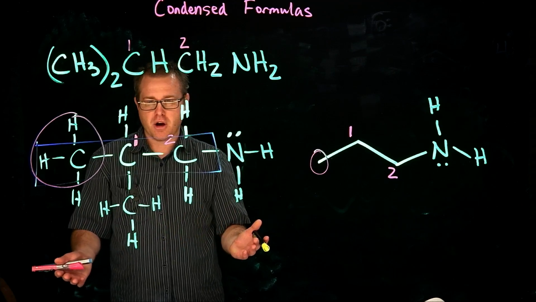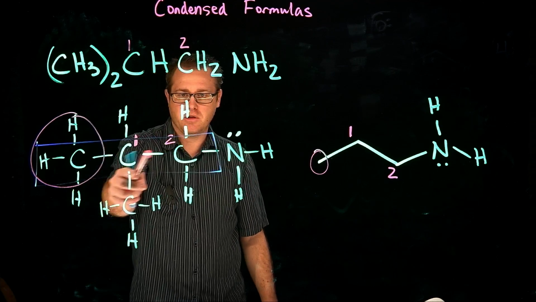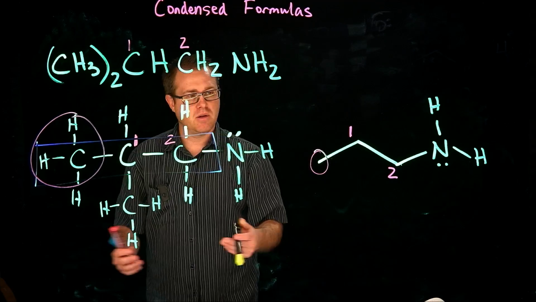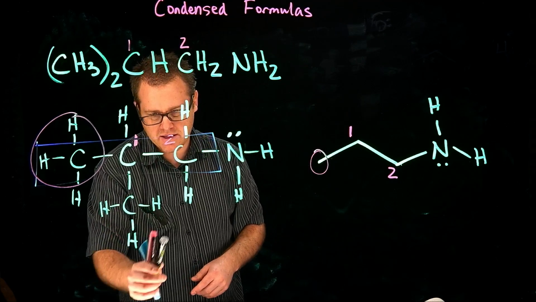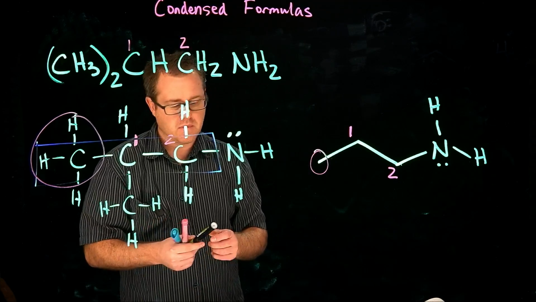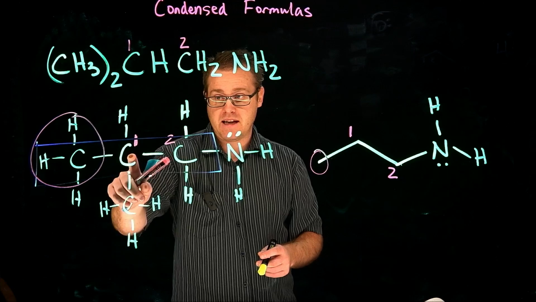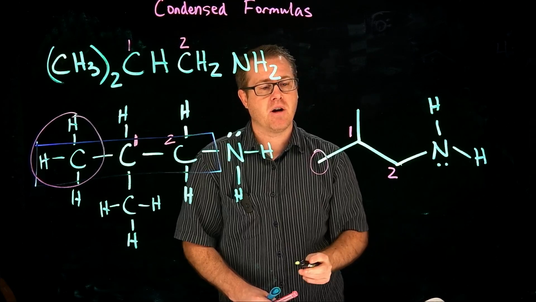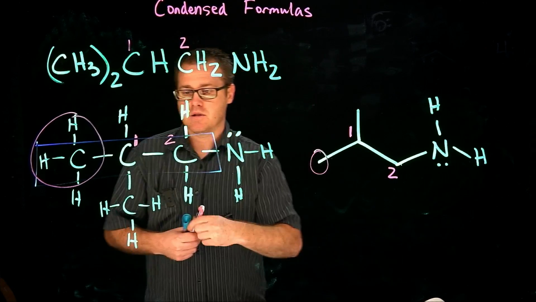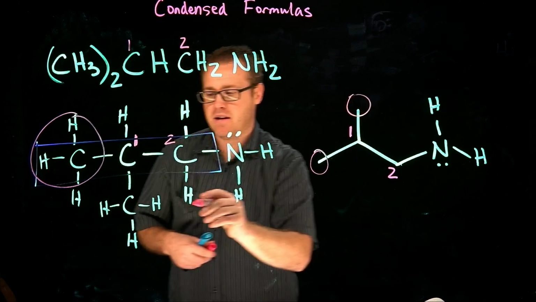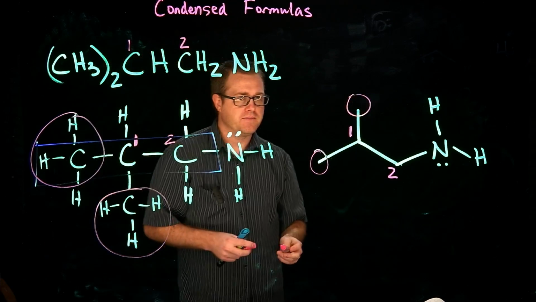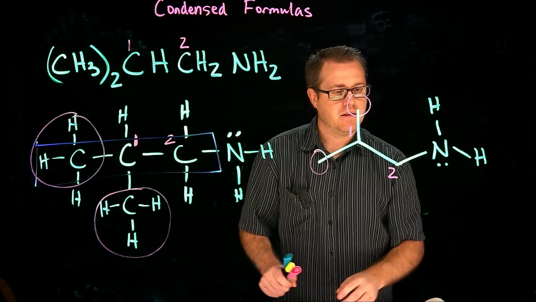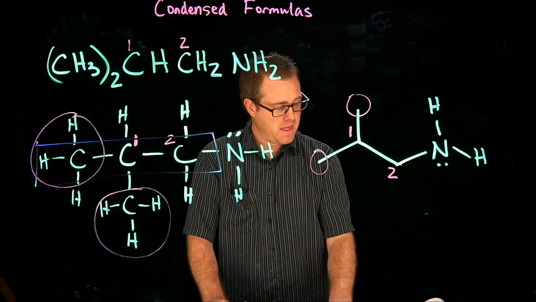Now, do I have all the carbons? There's 1, 2, 3, 4 carbons, and here I have 1, 2, 3. So I'm like, okay, what's going on? Well, I totally missed this methyl right here, and that methyl is attached to carbon 1. So I'm going to have to come here and draw my methyl. So that methyl right there is now accounted for. And that would be the Lewis structure of that amine.